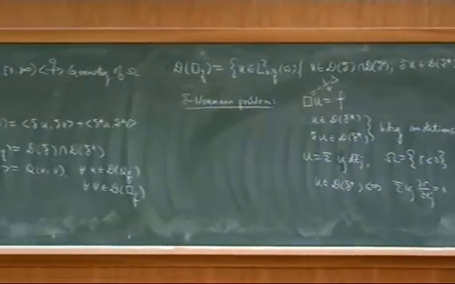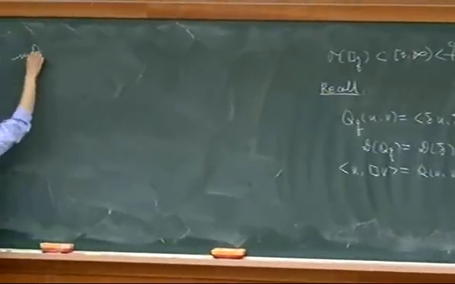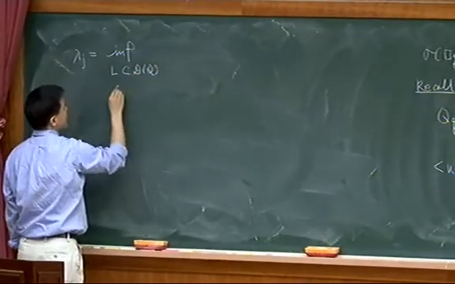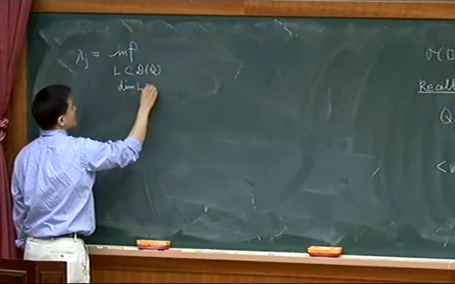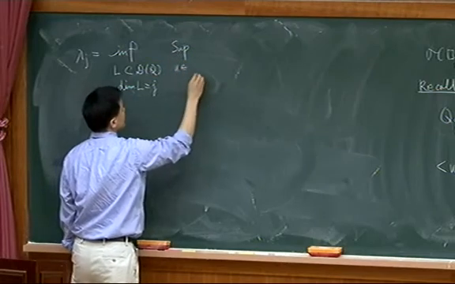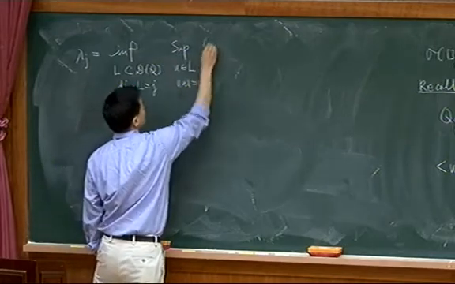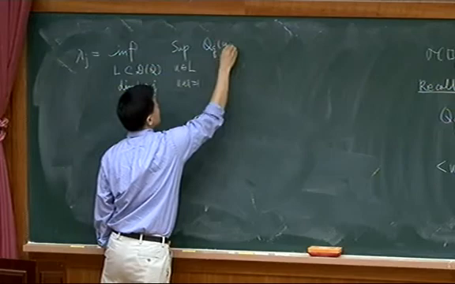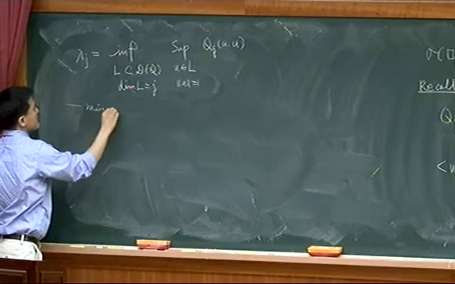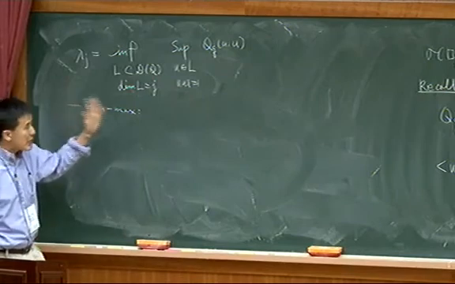So suppose I let lambda j equal to the infimum over all subspaces in the domain of Q with dimension equal to j, of the supremum over all u with L2 norm equal to 1 of Q(u). Now this is just the min-max principle.